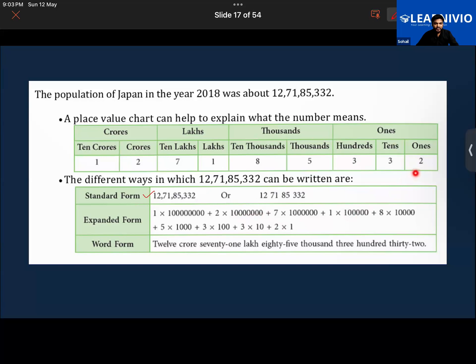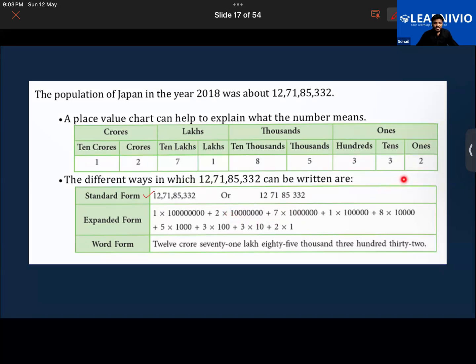Now, when you come to the other 2, what is the place value of 2 here? How many zeros come in this one? Count the number of zeros here. 1, 2, 3, 4, 5, 6, 7 zeros are there here. You can count from here also, 1, 2, 3, 4, 5, 6, and 7, all the way up to here. So 7 zeros are there in this 2 crore.